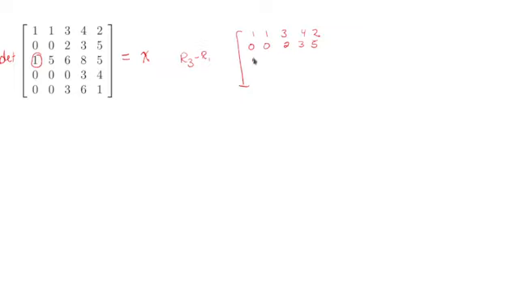1 minus 1 is 0. 5 minus 1 is 4. 6 minus 3 is 3. 8 minus 4 is 4. And 5 minus 2 is 3. All right, what happened to the determinant? Well, the row that was being changed was row 3, and the coefficient of row 3 is a 1, and so there is no change yet to the determinant. And so the determinant is still x.